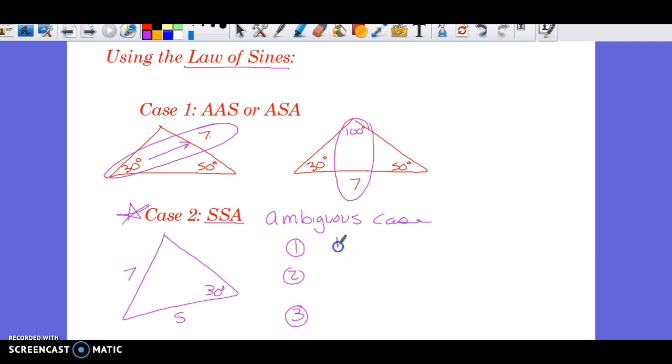One, it's going to work out. I'm going to get one triangle, and that's all there is to it. Another thing that could happen is you get two different triangles. And you could possibly not have a triangle at all. So if I were to actually give you a triangle that has side lengths 7, 5, and 30, one of these three things would happen. You might be able to make two different triangles with those pieces. You might not be even able to make a triangle, or you might just have one triangle.